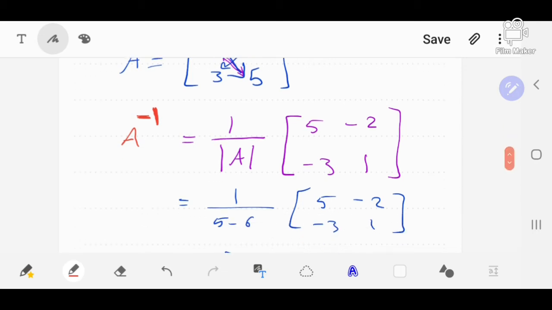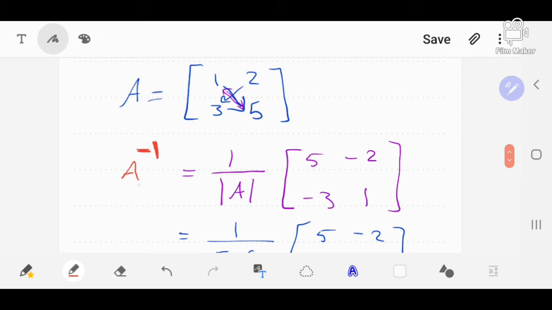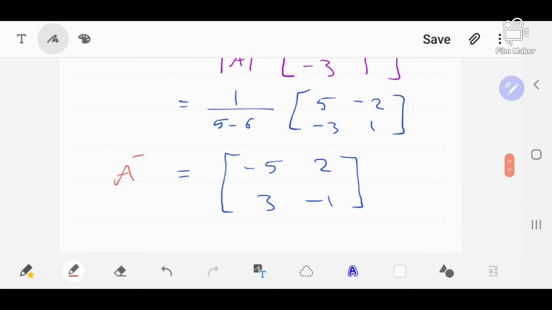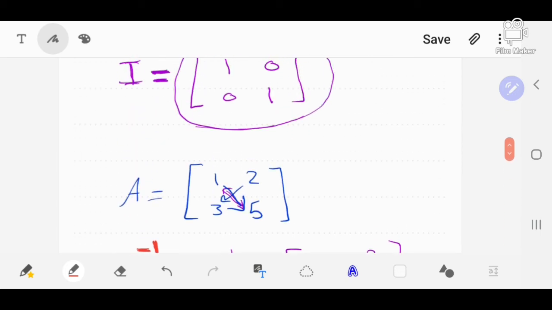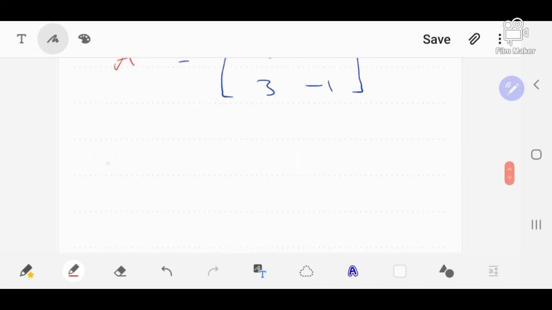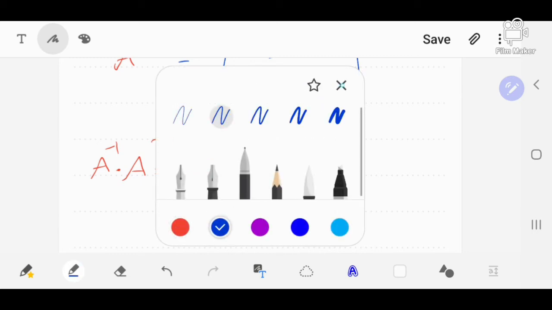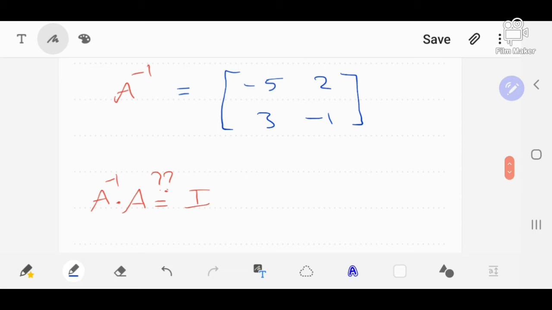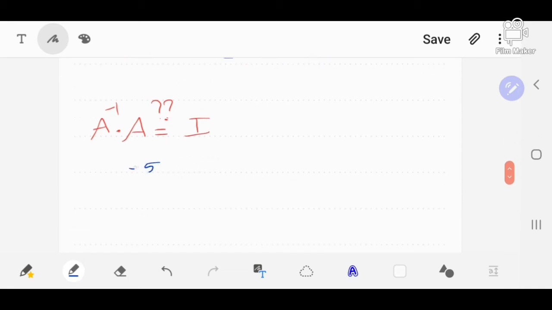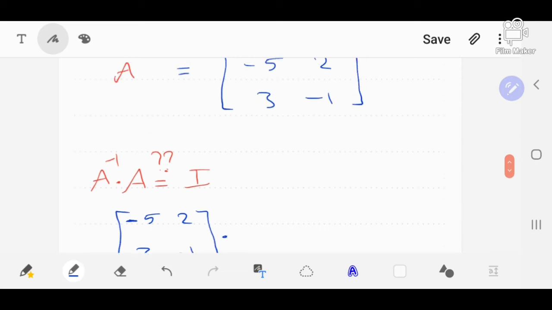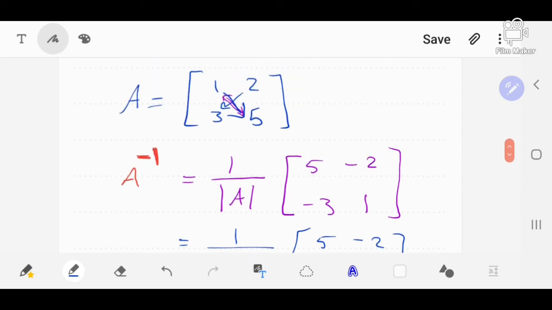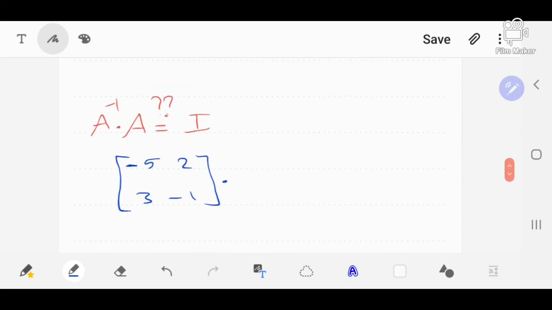Let's check. Would that be correct? As we said, if you apply the operation between the inverse and the original, that should give you the identity. Is that correct? Let's check it. My inverse is negative 5, 2, 3, negative 1, multiplied by my original matrix, which is 1, 2, 3, 5. And let's multiply these two matrices. 2 by 2, 2 by 2, the answer will be 2 by 2.